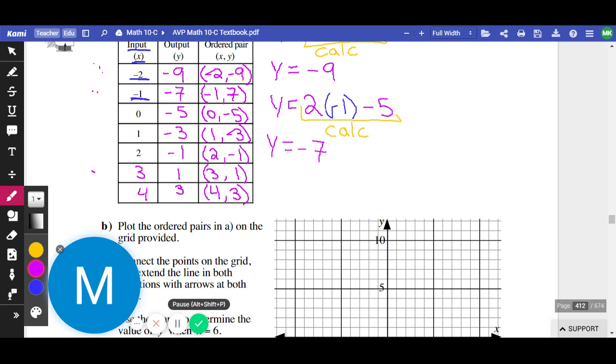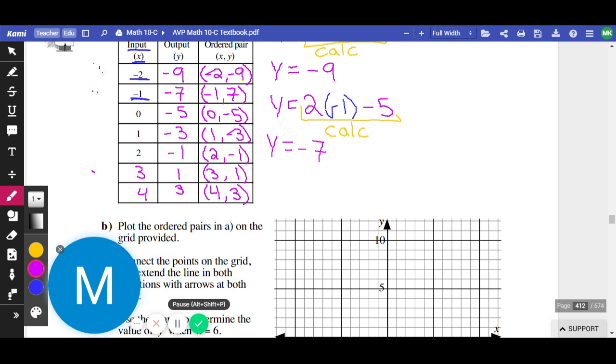But for now, the important thing is you understand that you can take an input, use it with an equation, get an output. When you get that output, you then can create an ordered pair. The reason creating an ordered pair might be beneficial is then you can graph that thing. You can graph all those ordered pairs. So that's what we're going to do.